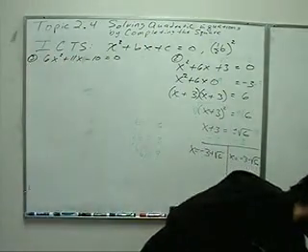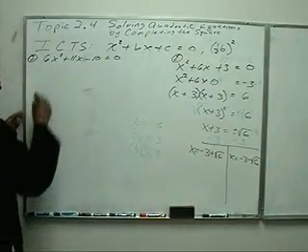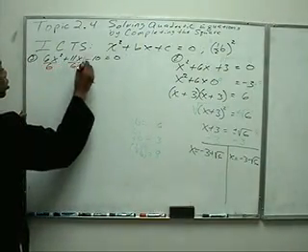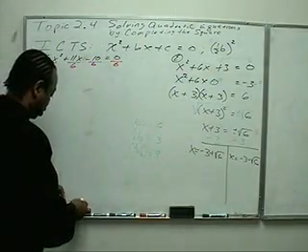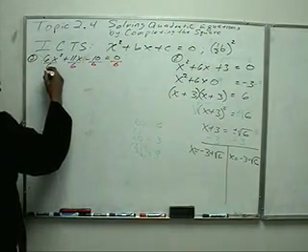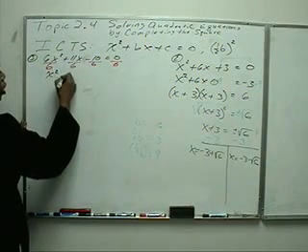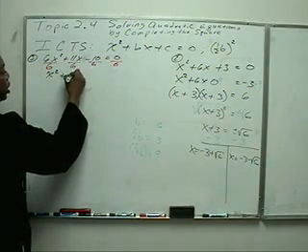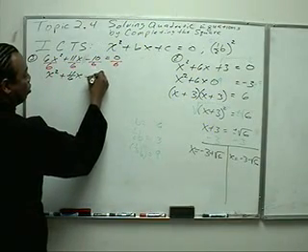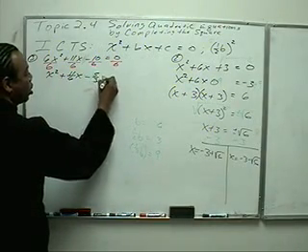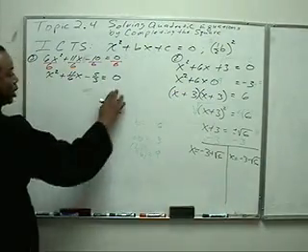So, dividing everything by 6 gives me the 1x squared plus 11 over 6x minus 5 over 3 equals 0. And I simplified everything.